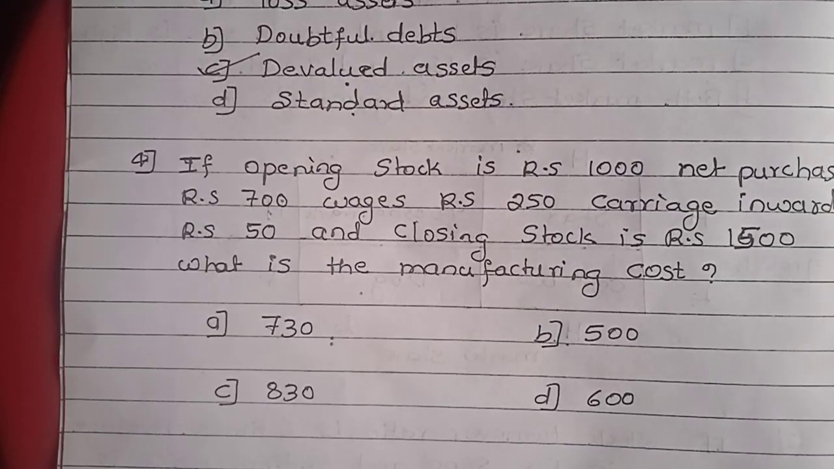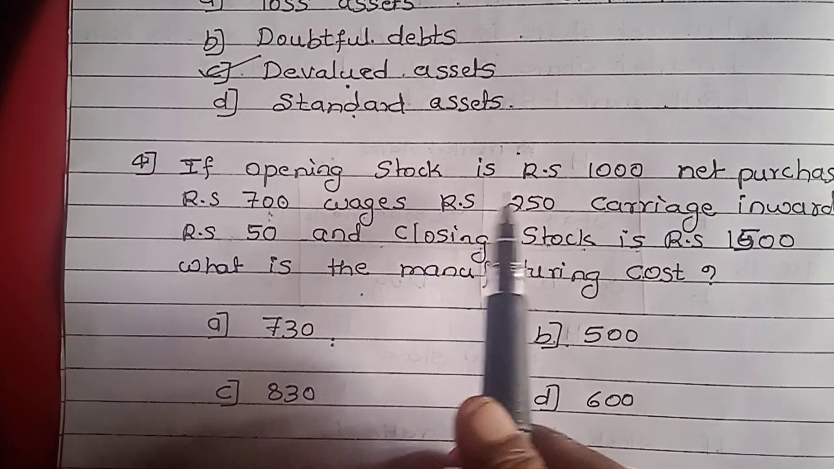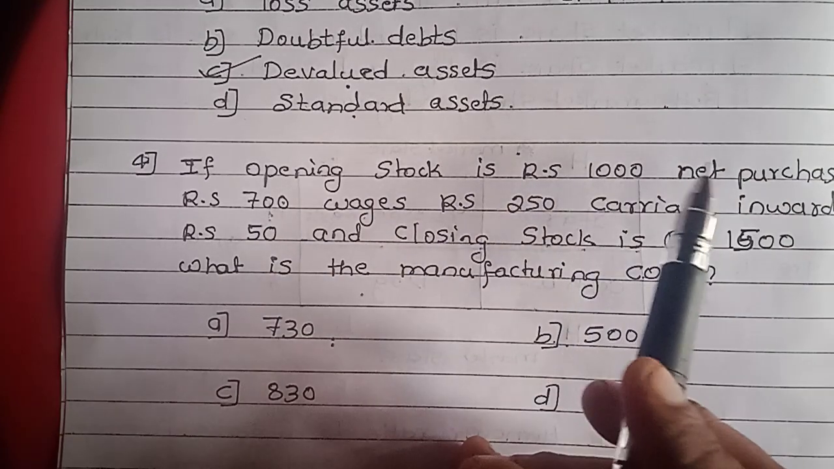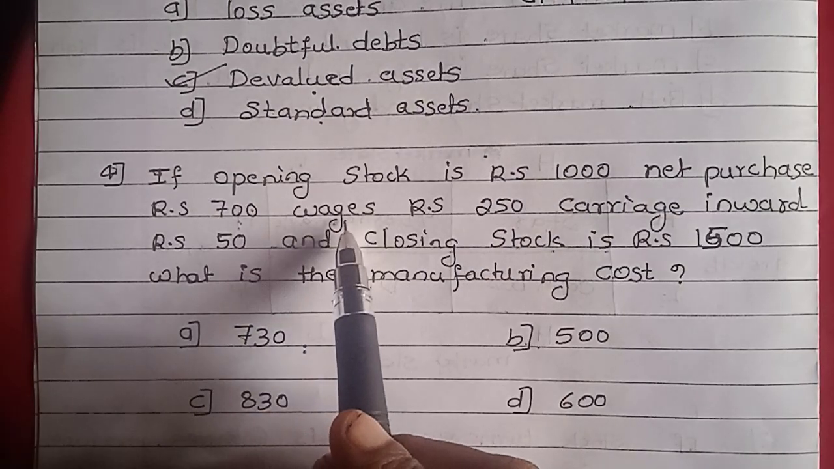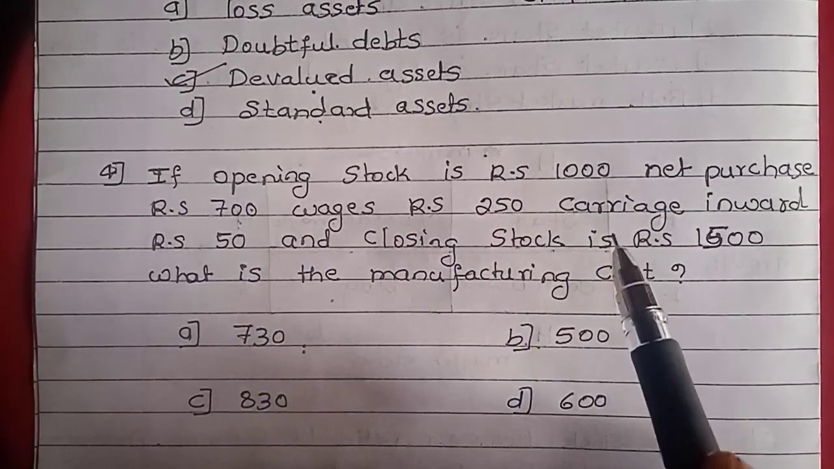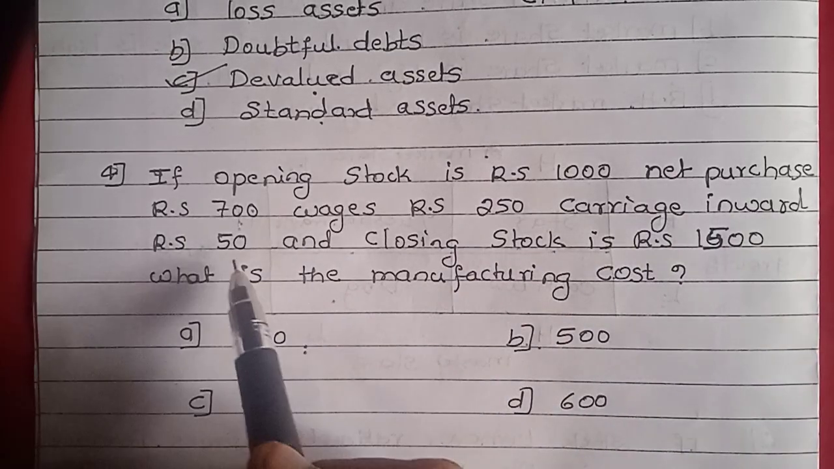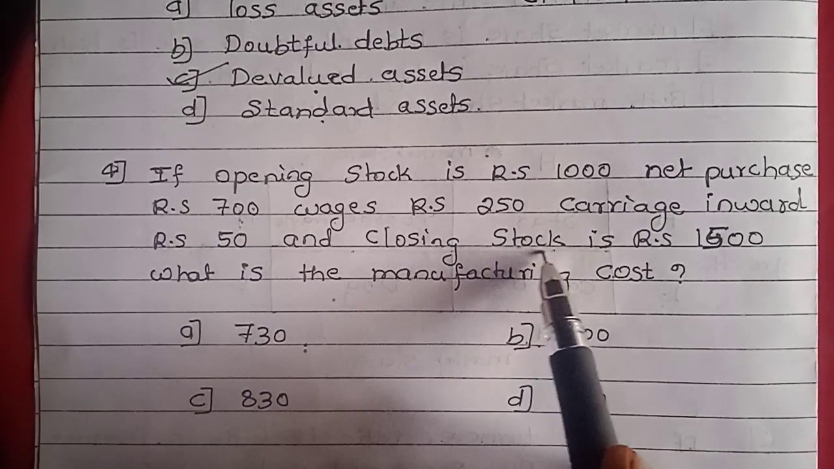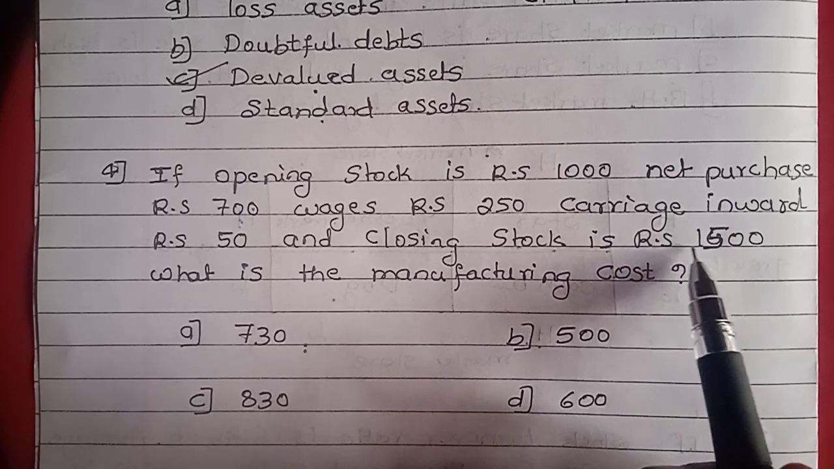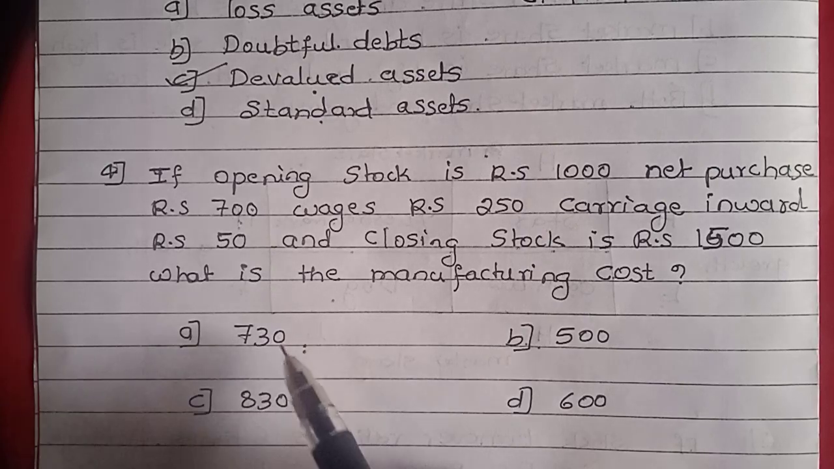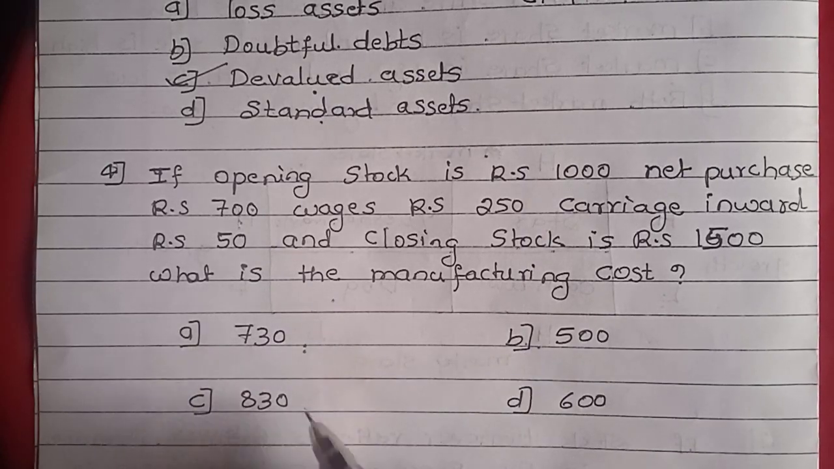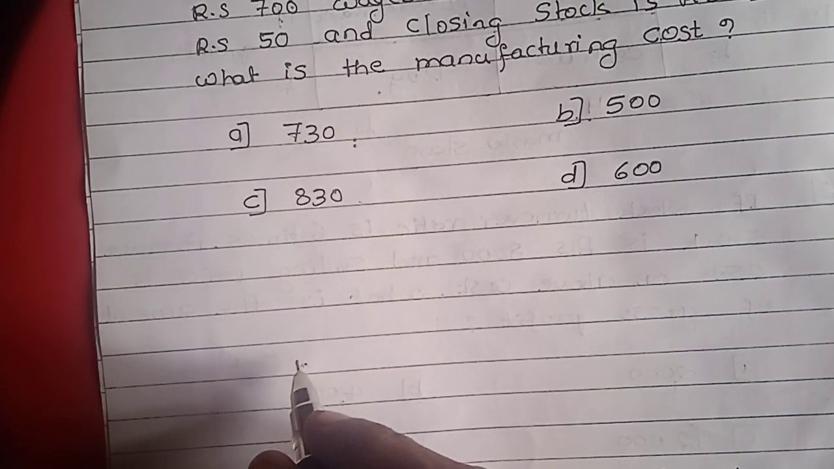Next, come to fourth question. If opening stock is rupees 1000, net purchase rupees 700, wages rupees 250, carriage inward rupees 50 and closing stock is rupees 1500, what is the manufacturing cost? Four options: 730, 500, 830, 600. We have to find out the manufacturing cost.